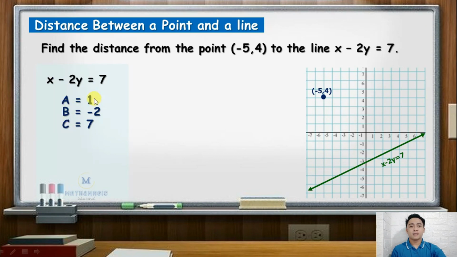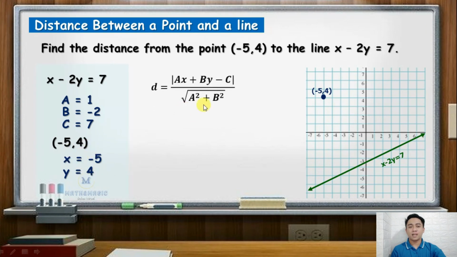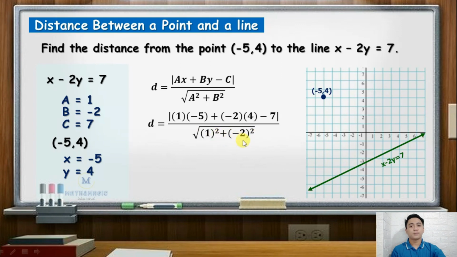Here, A is 1, that's the numerical coefficient of variable X. B is equal to negative 2. That is the numerical coefficient of variable Y, and C is positive 7. For the coordinate of the point, X is negative 5, and Y is 4. Substituting these values in the formula, it will be D equals the absolute value of 1 times negative 5 plus negative 2 times positive 4 minus 7, all over the square root of 1 squared plus the square of negative 2.